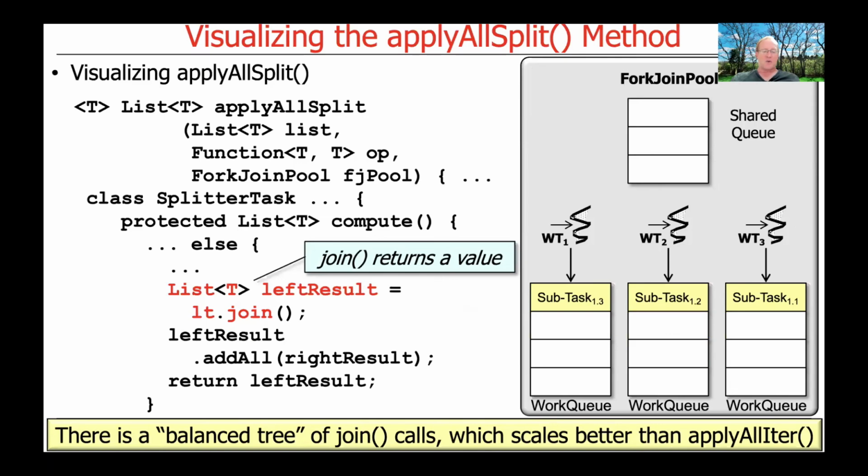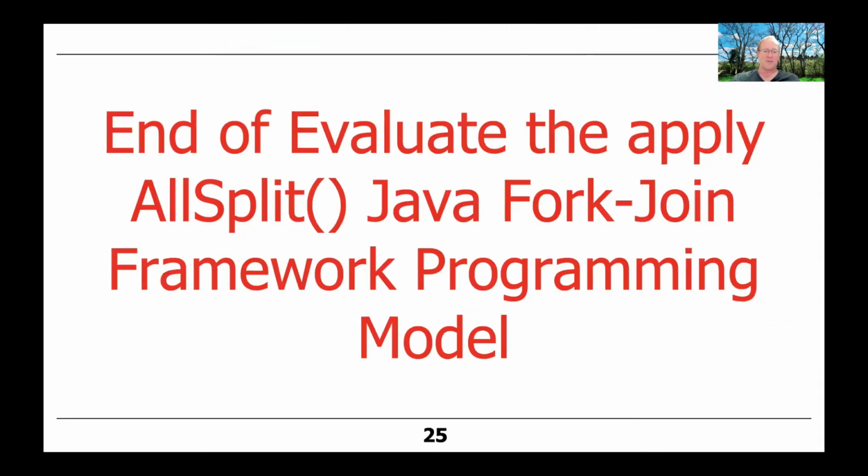So the nice thing about this is we have a much more balanced tree of join calls, which also scales better than the applyAllIter approach, because we're doing these things in different threads, and so there's less contention and it just works more evenly. So that's the end of the applyAllSplit analysis. That's the second model that we're going to see here. And of course, as it turns out, there are yet other ways to further improve the way in which all these pieces fit together. And we'll take a look at that in the next example.